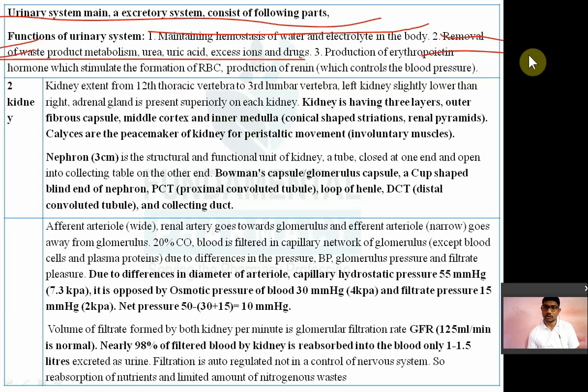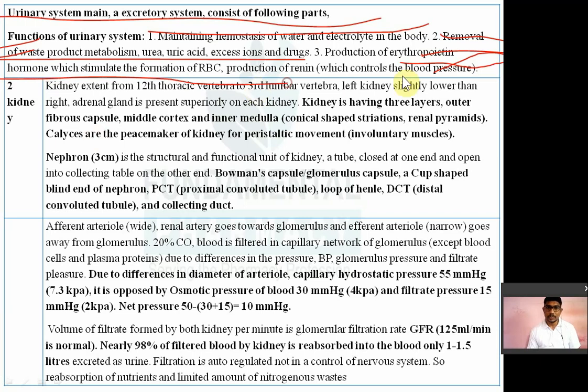Now this is a hormone which stimulates the production of RBC. Erythropoietin is a hormone which is formed in the kidney and it increases the production of RBC, red blood cells. So that is a hormonal function of the kidney. So production of erythropoietin, which stimulates the formation of RBCs.